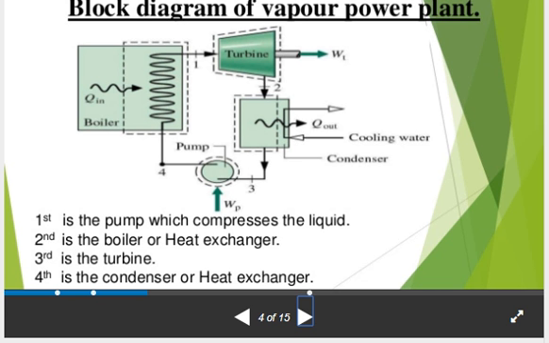First of all, we discuss the block diagram of a vapor power plant. This Rankine cycle consists of four main parts: the boiler, turbine, condenser, and pump. The first one is the pump, which compresses the liquid. Second is the boiler or heat exchanger, third is the turbine, and fourth is the condenser, a heat exchanger. These are the four important components with which we can explain the Rankine cycle.